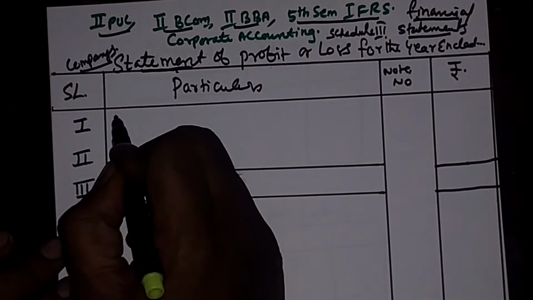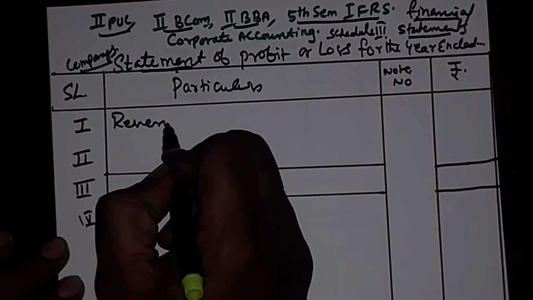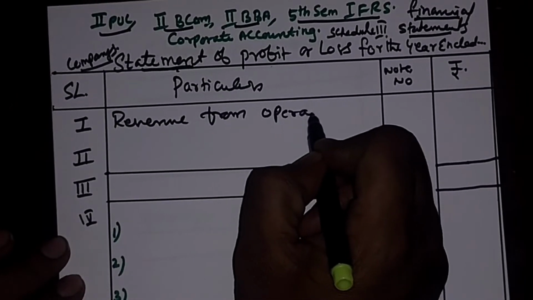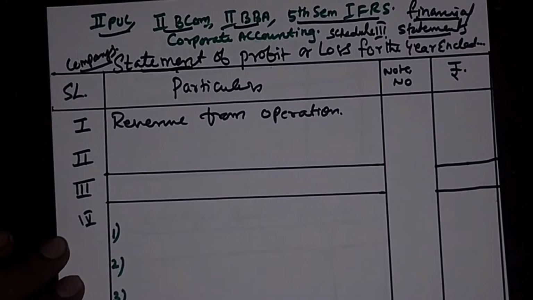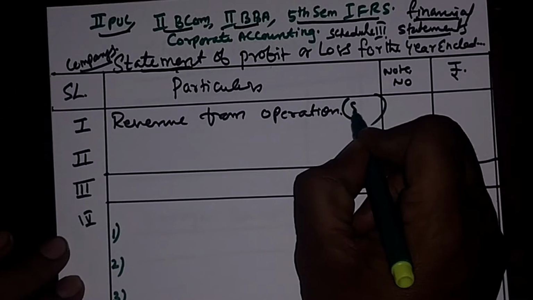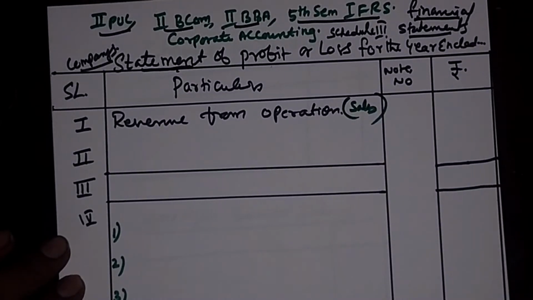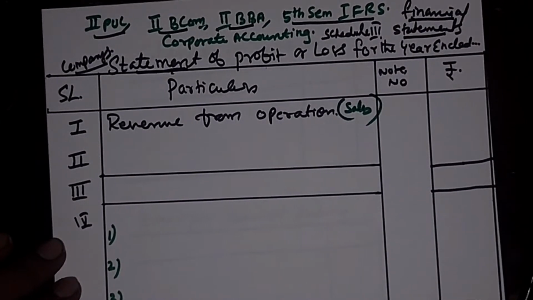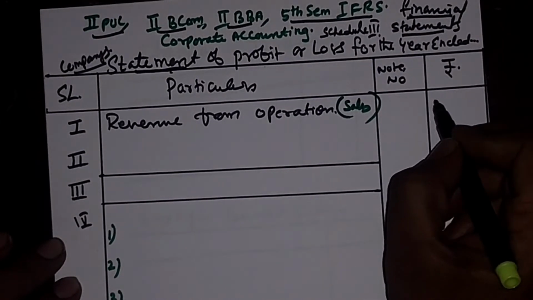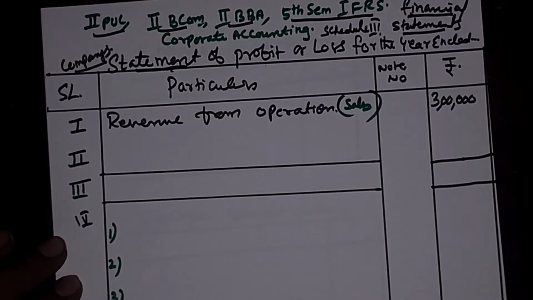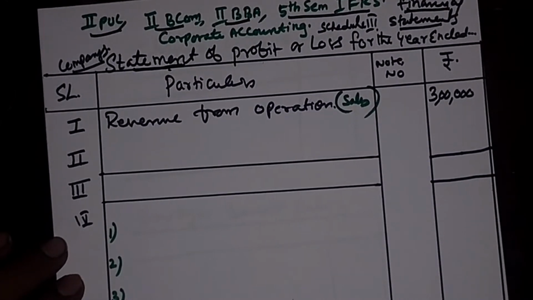The very first one is serial number 1, revenue from operation. For your understanding purpose, this revenue from operation is the sales. And to make this problem very easy, I'll try to write the amount in imaginary figures, and this explanation I'll give in the next page. And revenue from operation is over.